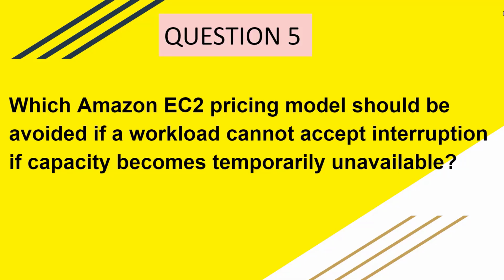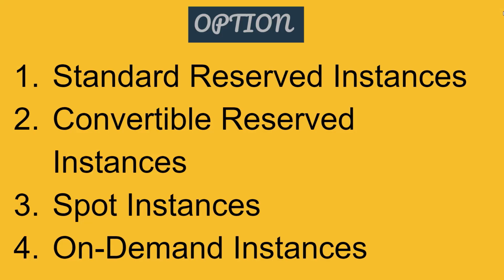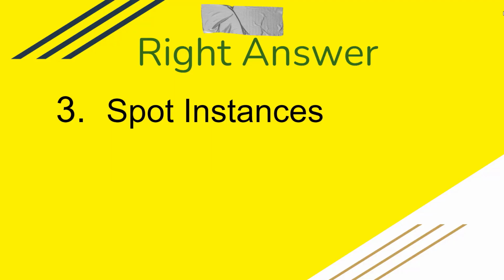Question 5. Which Amazon EC2 pricing model should be avoided if a workload cannot accept interruption if capacity becomes temporarily unavailable? Option 1. Standard reserved instances. 2. Convertible reserved instances. 3. Spot instances. 4. On-demand instances. Right answer is 3. Spot instances.